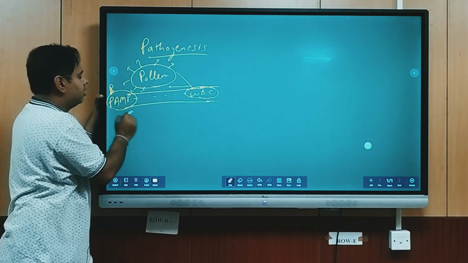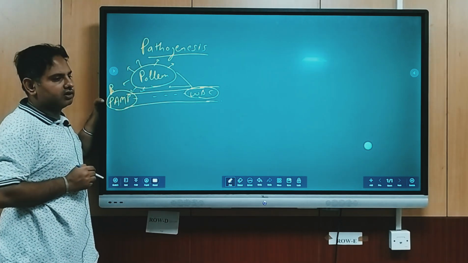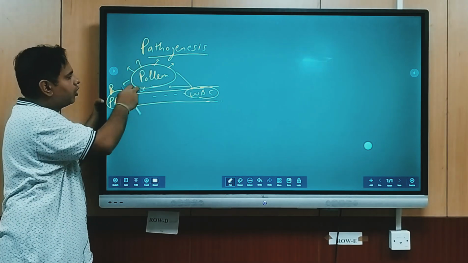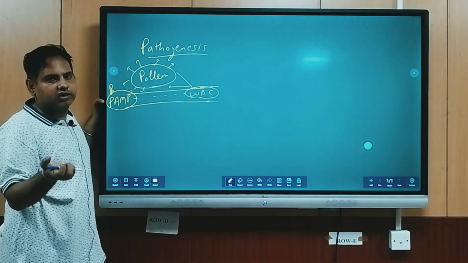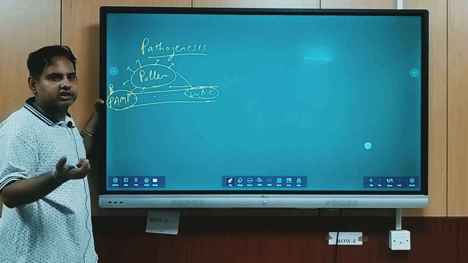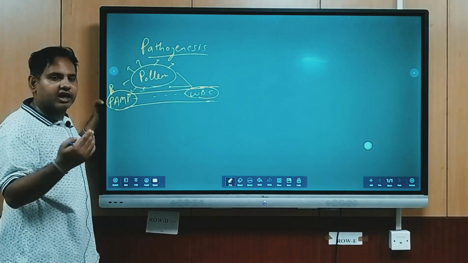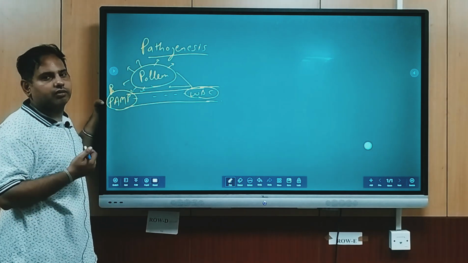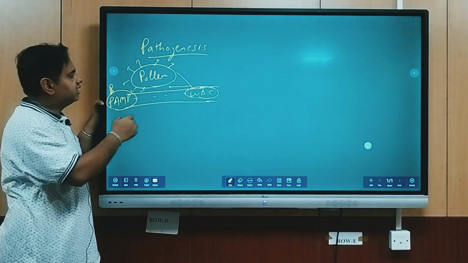PAMP, pathogen associated molecular patterns. So there are particular patterns. Not only pollen is going to result in asthma, your bacterial agents can also induce asthma. Bacterial infections, recurrent infection can also result in bronchoconstriction. So these will be sensed.